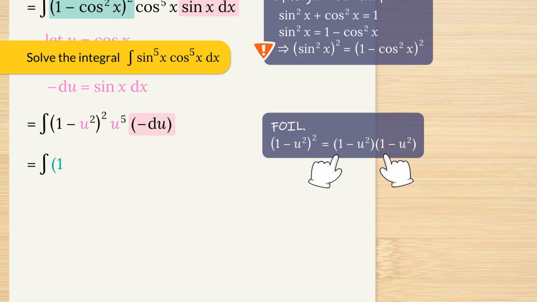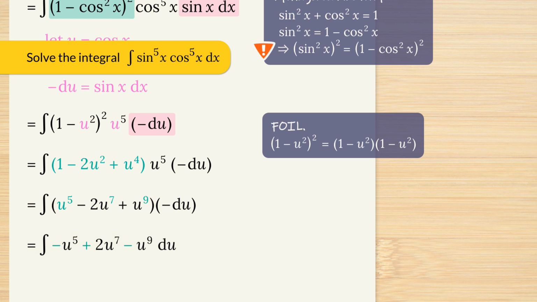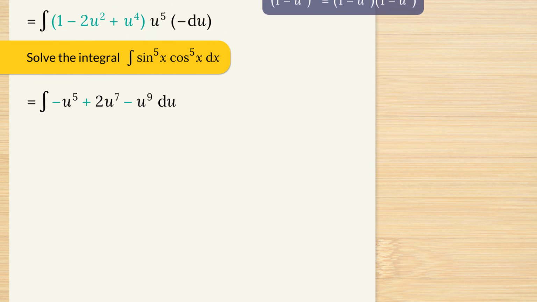1 times 1 is 1. 1 times negative u², then we have another negative u² times 1. Altogether, we have negative 2u². And then negative u² times negative u² is a positive u⁴. Distribute that u⁵. Personally, I also like to distribute that factor of a negative 1. And we're ready to integrate this polynomial.